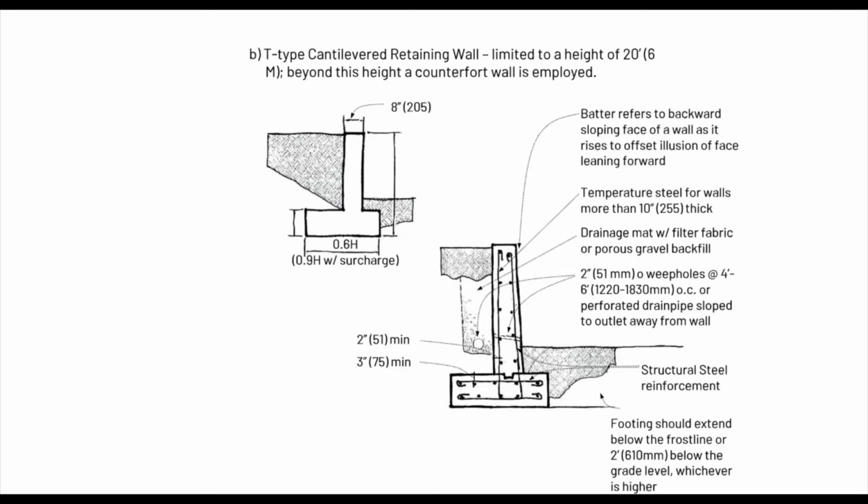A T-type cantilevered retaining wall, however, has a footing wherein distributed yung weight niya. So, you have structural steel reinforcement and footing na tumutulong apart from the wall itself to balance out and protect the soil from eroding.